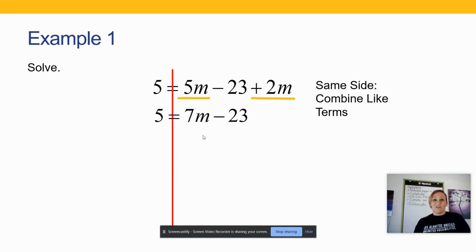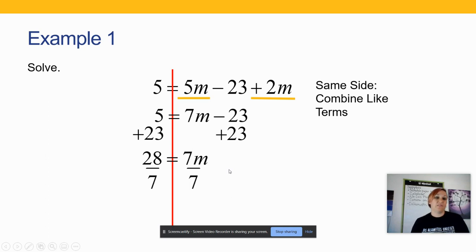So next, I'm going to take my adding and subtracting. In this problem, I have a minus 23. So I'm going to add 23 to both sides. And then I'm going to move my multiplying and dividing. I have a times 7, so I will be dividing by 7. And I get M equals 4 for my final answer.